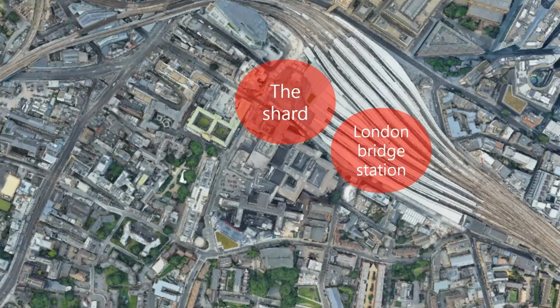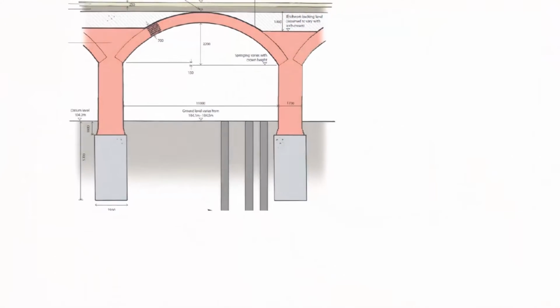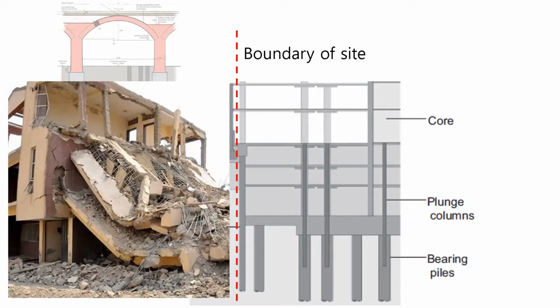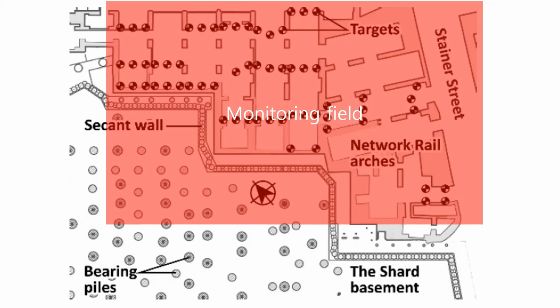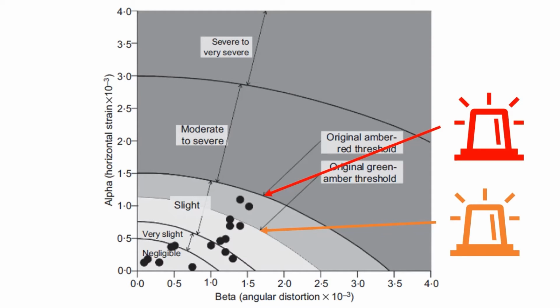When constructing the secant pile wall, there were many problems with the surrounding facilities. The Shard is located just beside London Bridge Station, and London Bridge Station is an arch structure. Because the arch structure and the construction of the Shard were too close, and the arch structure was built a long time ago, it could be collapsed by construction. Therefore, constructors of the Shard monitored the movement of the arch structure. When movements were more than halfway through the slight damage range, an amber alarm would be triggered, and a red alarm is triggered when movement reached the lower end of the moderate to severe damage range.